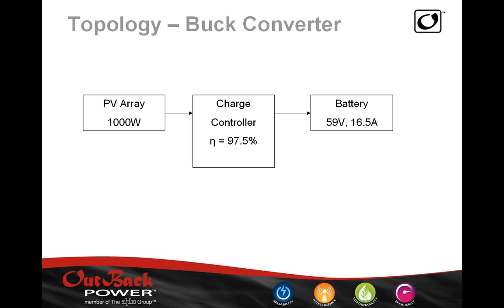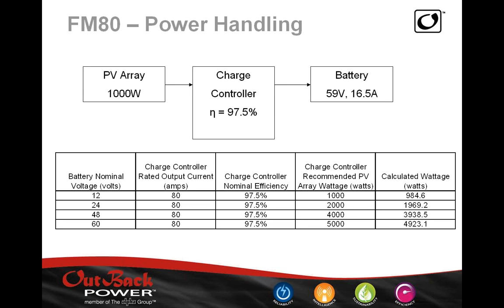The charge controller is essentially a DC-to-DC converter. So if we just work in terms of power and get away from voltage and current, we just think in terms of watts. If we have 1,000 watts coming in, and we use a nominal efficiency of 97.5, which basically means that we have 975 watts here, and if we happen to be charging at 59 volts, it basically means that our charging current will be 16.5 amps.